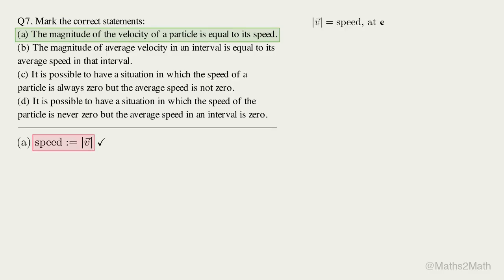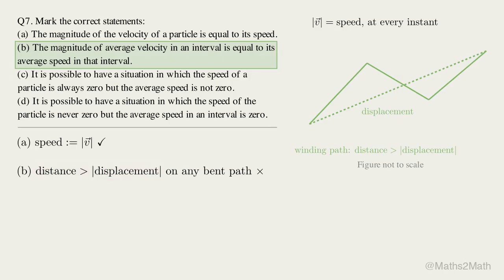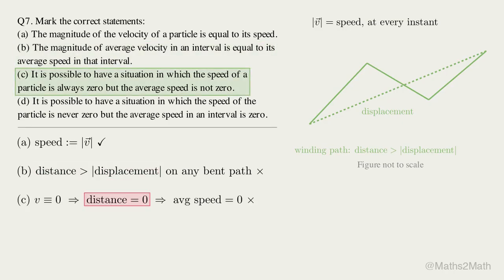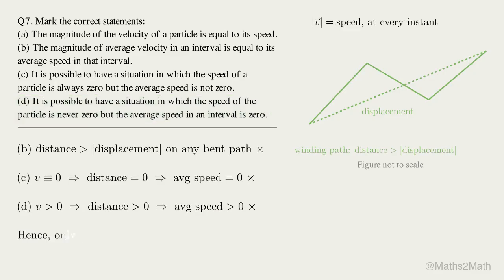At any instant, speed is defined as the magnitude of the velocity vector. Option A is correct by definition. Over an interval, though, the distance along a winding path exceeds the straight displacement, making average speed exceed the magnitude of average velocity. Equality fails in general. Option B is wrong. Average speed is total distance over time. If the speed is always 0, no distance accumulates, so the average is 0. Option C is impossible. And if the speed is never 0, distance keeps growing, so the average speed is positive, never 0. Option D is impossible. Hence, only option A is correct.